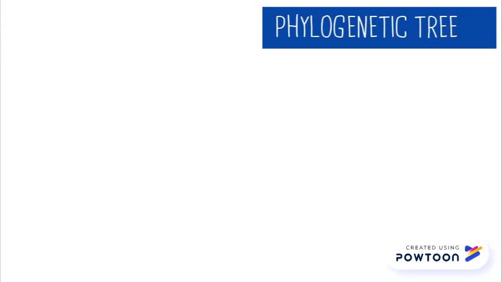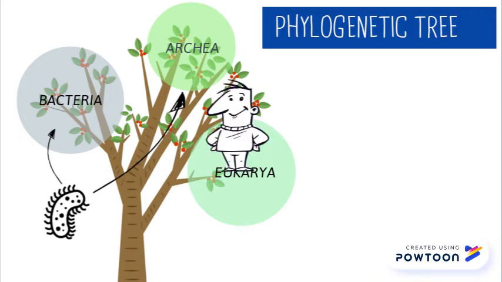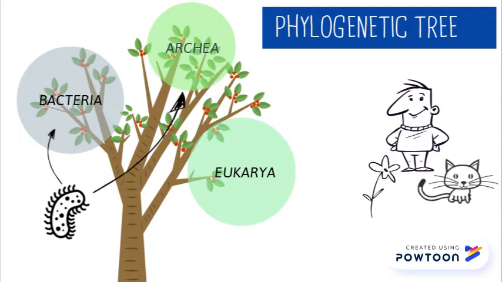And now we will talk about the phylogenetic tree. The phylogenetic tree is a diagram that represents evolutionary relationships among organisms. It reflects how we all evolved from the same organism. However, this structure is just a hypothesis.